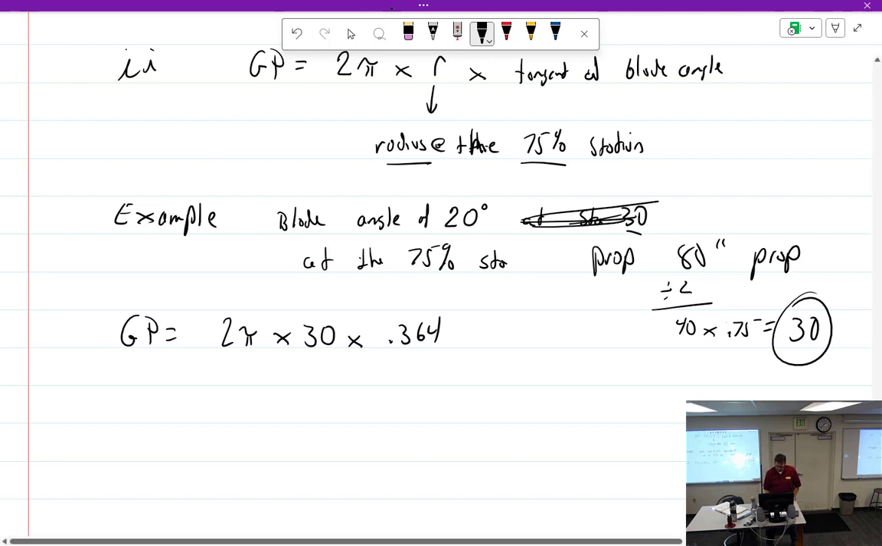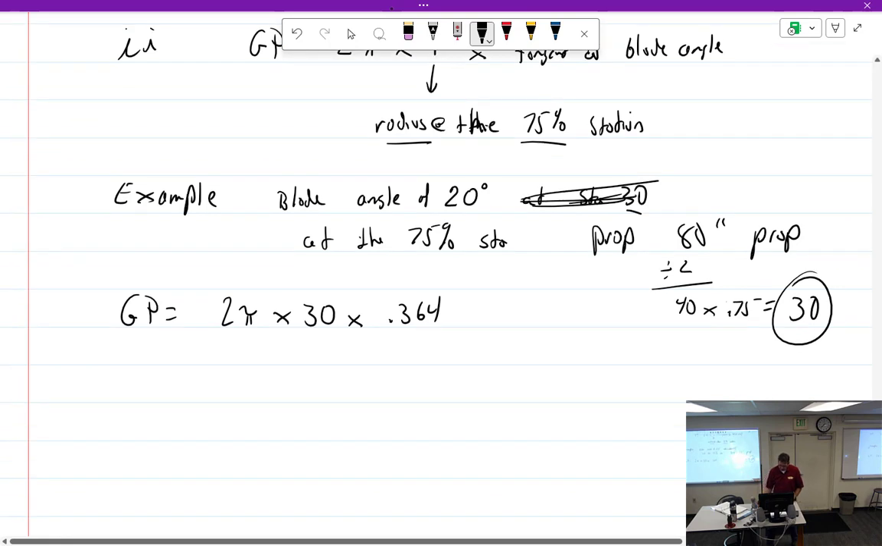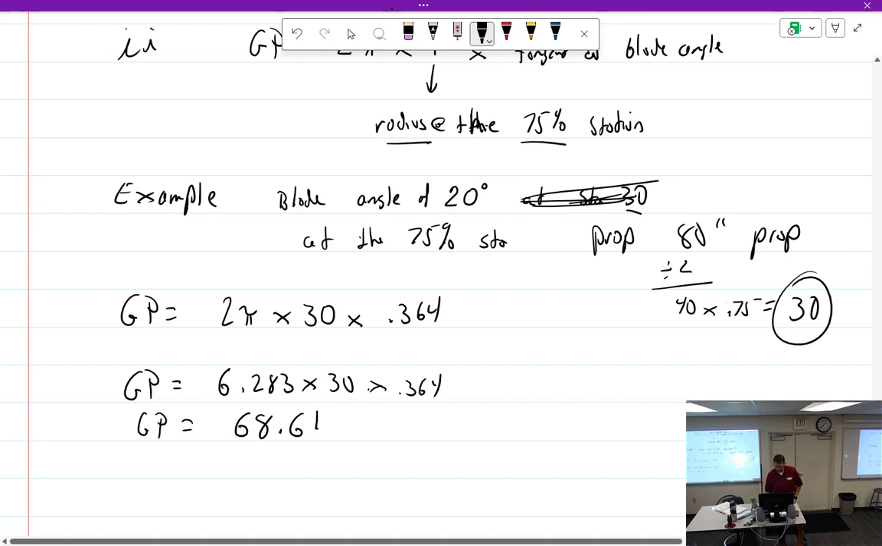0.364. So we do the math. It's actually 0.36397. So the geometric pitch is 6.283 times 30 times 0.364. All of that is going to be geometric pitch equals, what'd you get? 68.6. 68.61 inches. What does that mean?